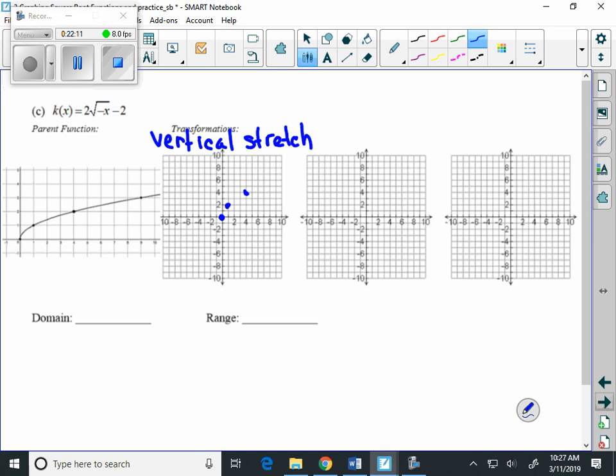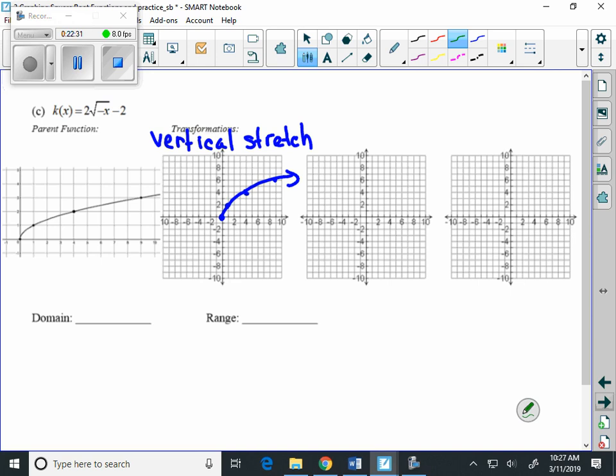9, 3. We're still going to go 9 spaces to the right, but instead of going 3 up, we're going to go 3 times 2, which is 6 up. And the vertical stretch shows up pretty well on our pictures, on the screen, on your paper.